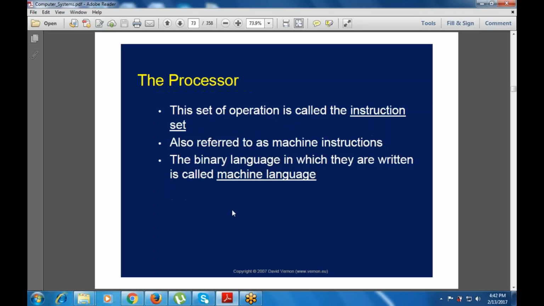store. And whatever the set of operations that we are using, that is known as an instruction set, also referred to as machine instructions, and the binary language in which they are written is known as machine language.